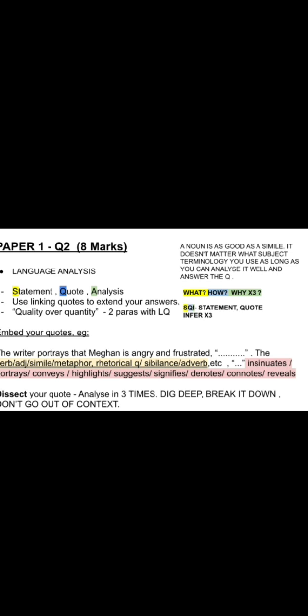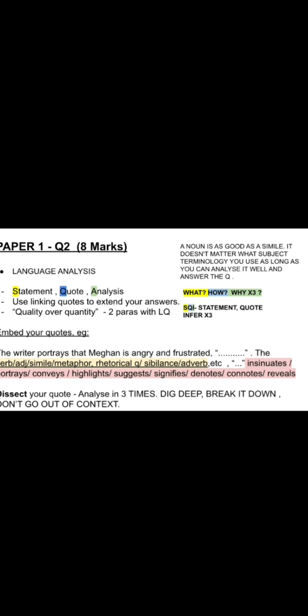Next, we need to show the examiner that we know what kind of language technique this is. Is it a verb, an adjective, simile, metaphor, rhetorical question, sibilance, adverb, etc. Whatever it is, you have to show them that we know what kind of word that is. Then we need to talk about the effect. That's where the analysis comes in.